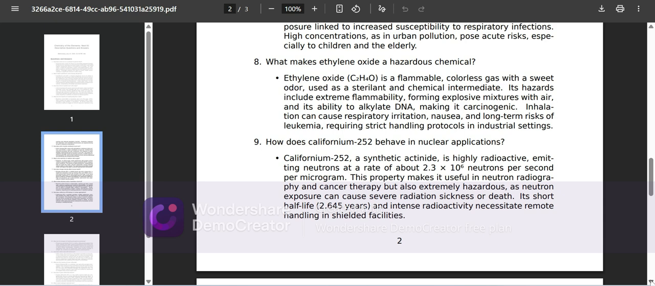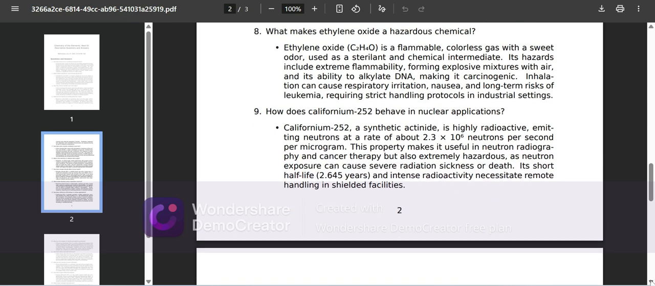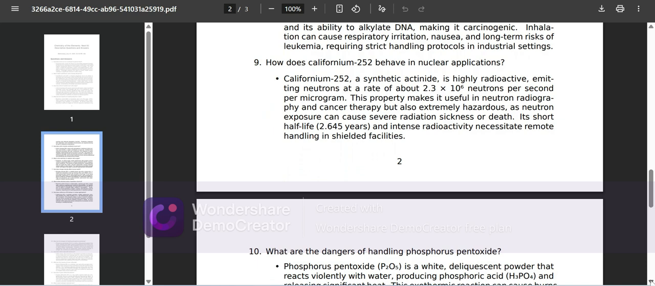Its hazards include extreme flammability, forming explosive mixtures with air, and its ability to alkylate DNA, making it carcinogenic. Inhalation can cause respiratory irritation, nausea, and long-term risk of leukemia, requiring strict handling protocols in industrial settings.